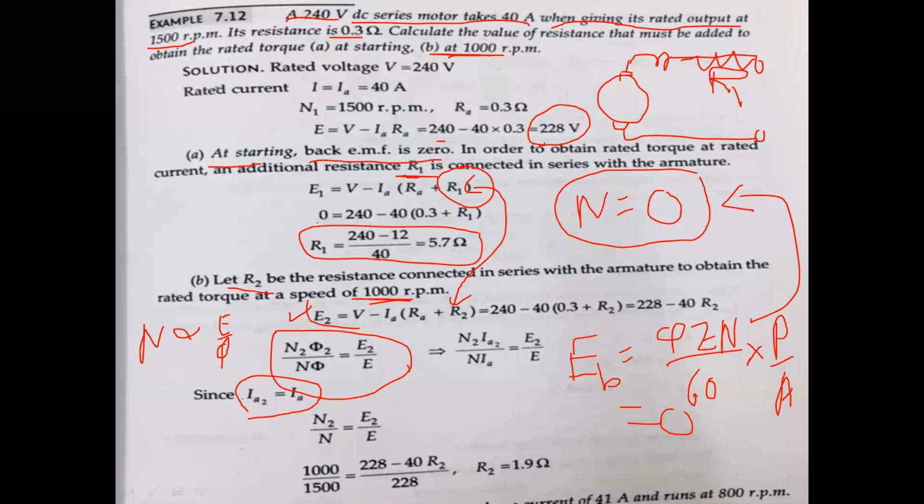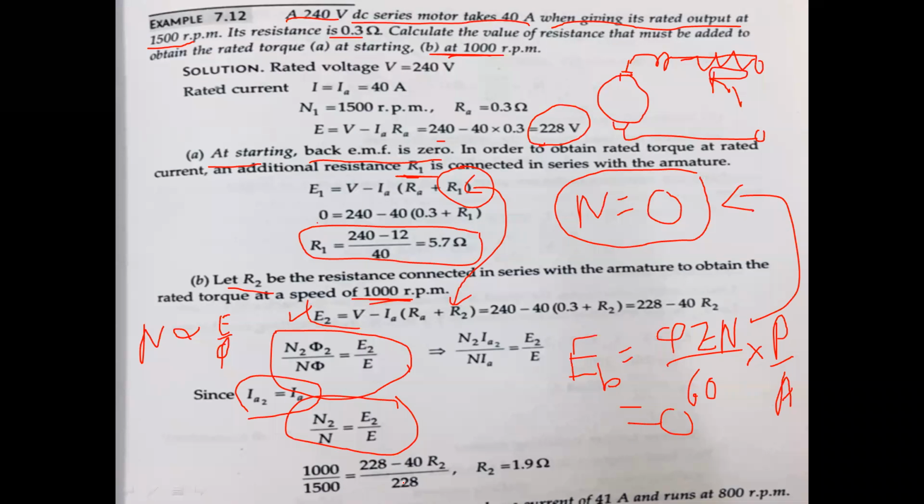Okay, so Ia2 is replaced with Ia. On the same currents, they cancel each other, so N2 by N equals E2 by E. From this we calculate R2, by substituting this equation, we calculate the R2 value.